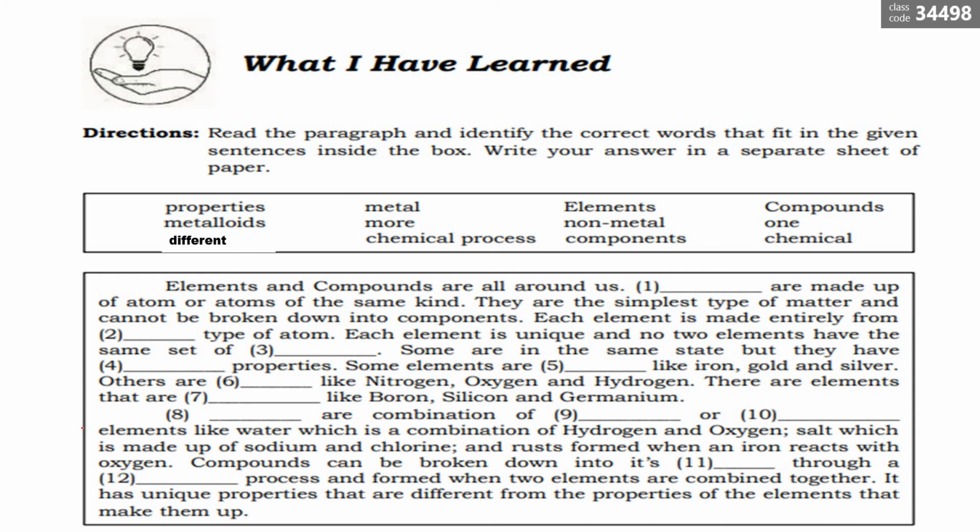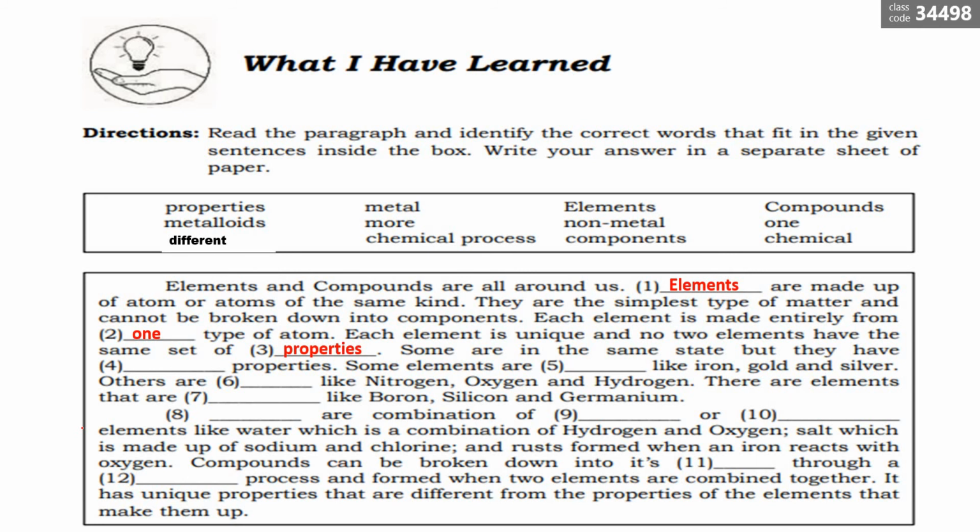Elements and compounds are all around us, yes. Blank are made up of atom or atoms of the same kind. That is, elements. They are the simplest type of matter and cannot be broken down into components. That's true. Each element is made entirely from blank type of atom. And that is one type of atom. Very good. Each element is unique and no two elements have the same set of blank. That is properties. Very good.